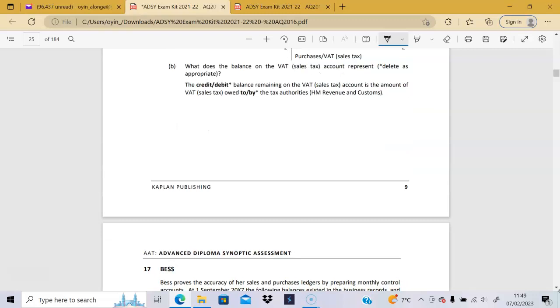And then it says here, what is the balance on the VAT account? The credit balance remaining on the VAT is the amount owed to the tax authorities. Tax authorities. Awesome. Great stuff. And that is question 16.